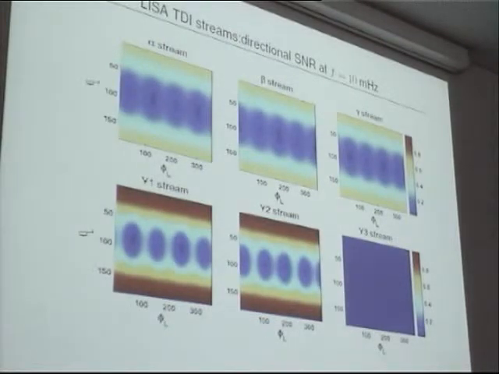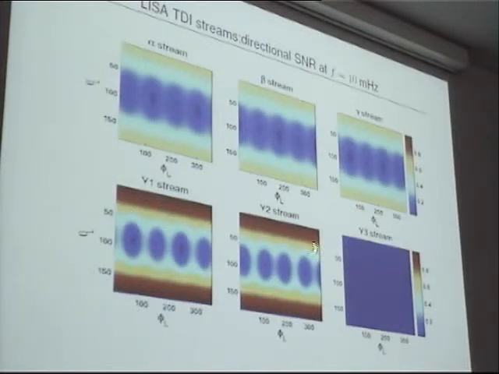Right. So now we know that these three are basically the basis combinations which you can use, in which the LISA noise is also uncorrelated. Now we ask the question: how is the response in the sky, like what is the antenna pattern?